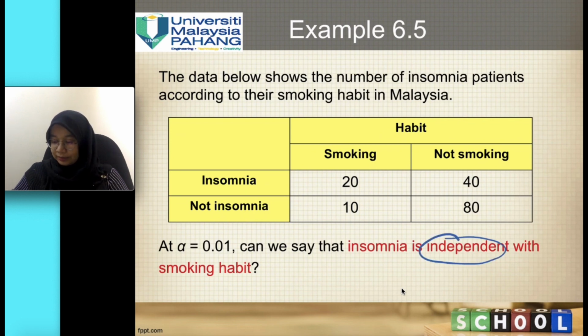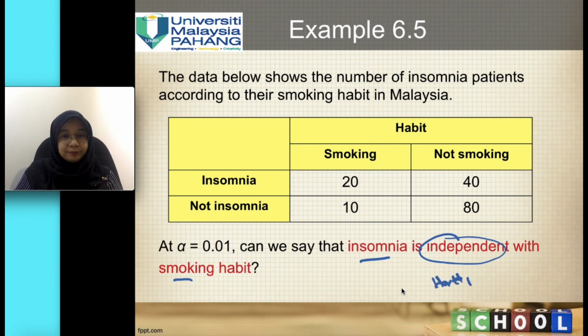So, independent. Is insomnia not related to smoking habit? Is there no relationship between insomnia and smoking habit? So, you have insomnia and you have smoking habit. Insomnia can be divided into insomnia, not insomnia. Habit can be divided into smoking and not smoking. So, the first step is your H null and H1. What will be the H null and H1?